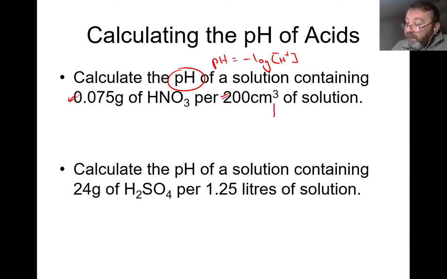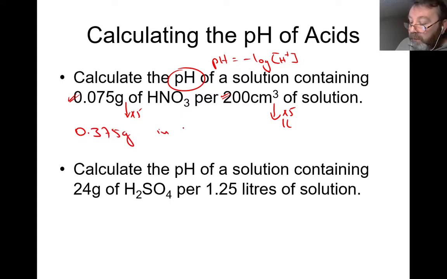Let's do the easy one. Let's bring this up to 1 litre by multiplying by 5. So we're going to do the same thing here. Multiply that by 5, and let's see how many grams I have in a litre. So 0.075 times 5 comes out as 0.375. So I've got 0.375 grams in 1 litre. But grams per litre are no good.